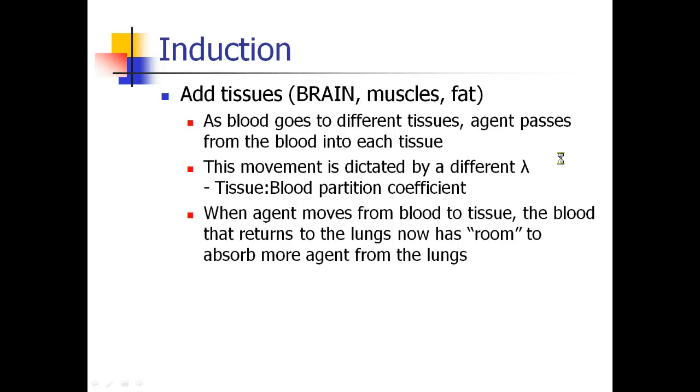Of course, our system doesn't end with a meaningless cycle of pulmonary vasculature. Our system has brain and muscles and fat that are all connected to that vasculature. And as the blood travels to different tissues, the agent passes from the blood into each tissue. This movement is dictated by its own coefficient, the tissue blood partition coefficient of various tissues. And when the agent moves from the blood to the tissue, the blood that returns to the lungs has more room to absorb more agent from the lungs. And the process continues until the system reaches equilibrium.